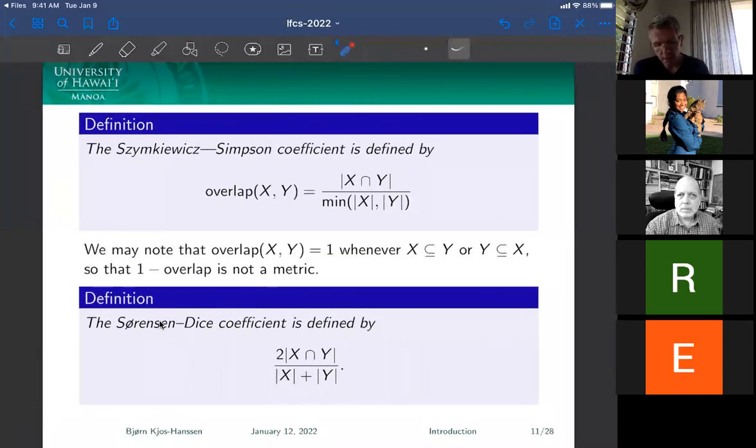Okay, now there are other metrics or similarity measures like this that have been introduced in science. So here are just 2 more examples, just to illustrate that this is all over science. One is the Simkivitch Simpson coefficient. So again, it's a fraction and involves the cardinalities of these different pieces of the Venn diagram. This is not a metric. Then the Kjos-Hanssen dice coefficient, another version or variation.